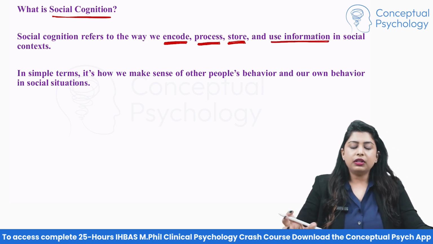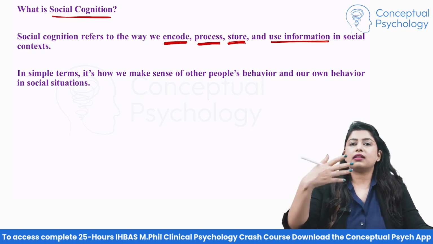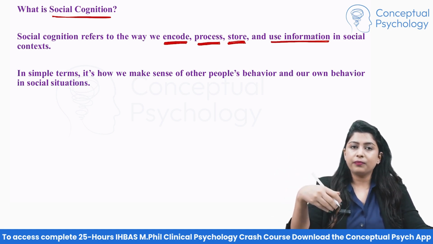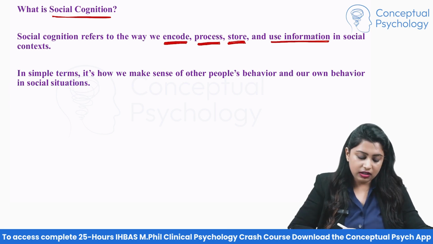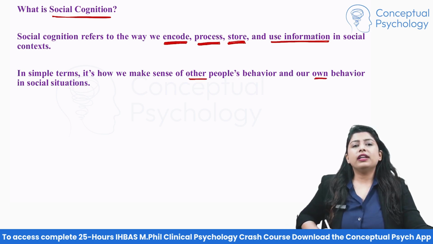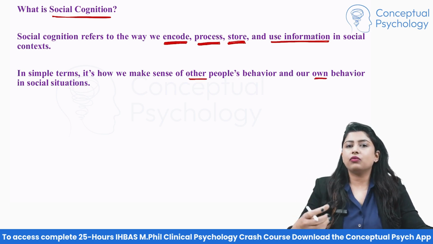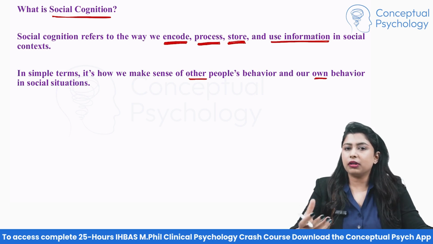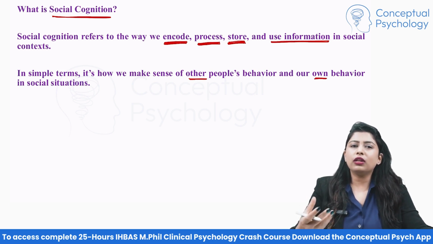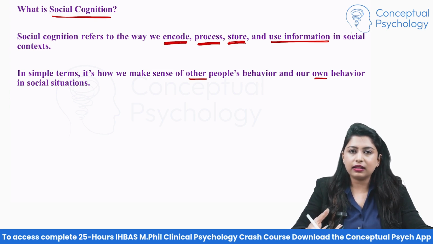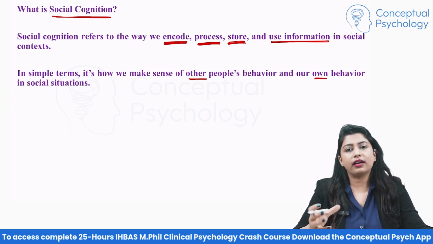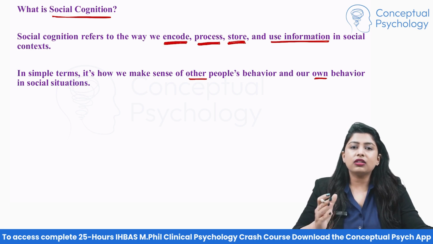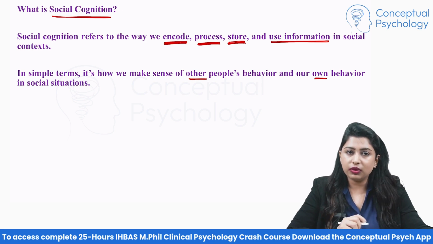So, in very simple terms, it's how we make sense of other people's behavior and our own behavior in social situations. So, for an example, when meeting someone new, we quickly form an impression of them. Either we could find them friendly, maybe rude, maybe shy. So, based on small cues such as a smile, maybe the tone of voice, or a handshake, the mental shortcut is the part of the social cognition over here.